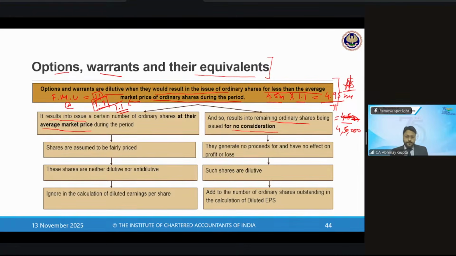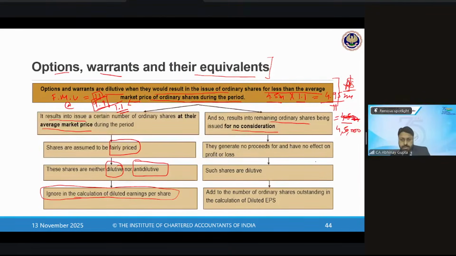Clear? Now, the standard says the number of shares which are getting issued at the fair price, that is 11 rupees, are assumed to be fairly priced. They are neither dilutive nor anti-dilutive, because they are getting issued at fair price. Hence, we need to ignore these shares in the calculation of diluted earnings per share.